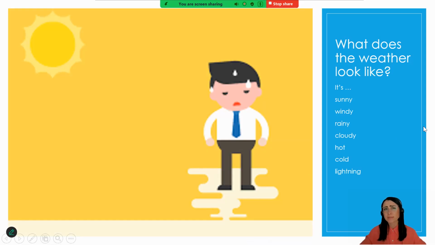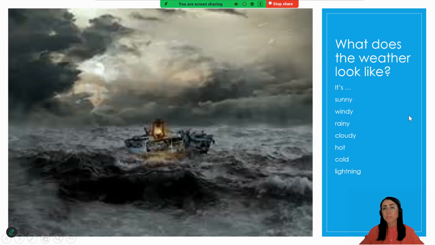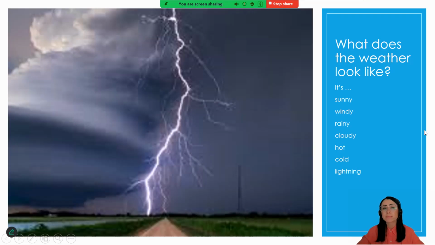What does the weather look like? It's hot. What does the weather look like? It's windy. What does the weather look like? It's stormy. We don't have stormy here, but the correct word is stormy.